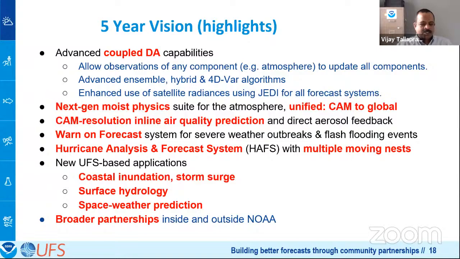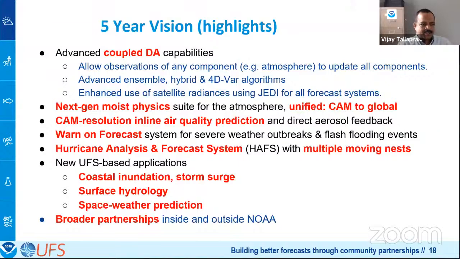The 5-year vision, which we are pushing towards, is to advance the coupled data assimilation capabilities, allowing observations of any component to update all components, advanced hybrid and 4D-EnVar algorithms for data assimilation, enhanced use of satellite radiances. And there is a new effort that was initiated by the Joint Center for Satellite Data Assimilation called the JEDI, which is a joint effort for data assimilation integration for all forecast systems.